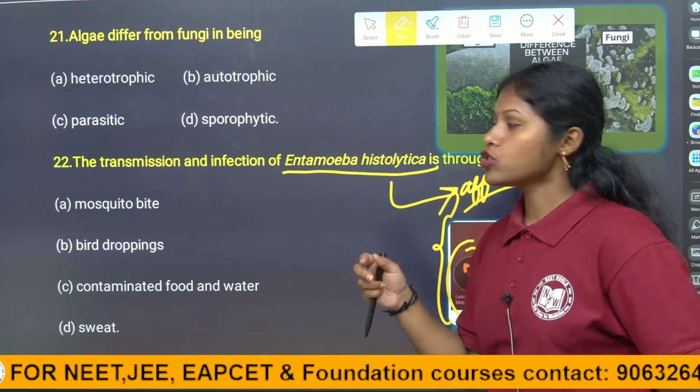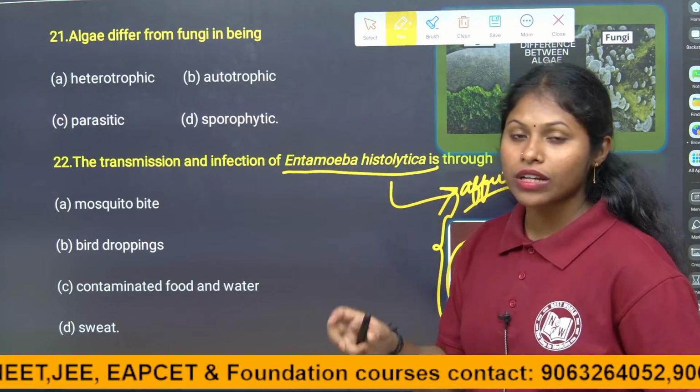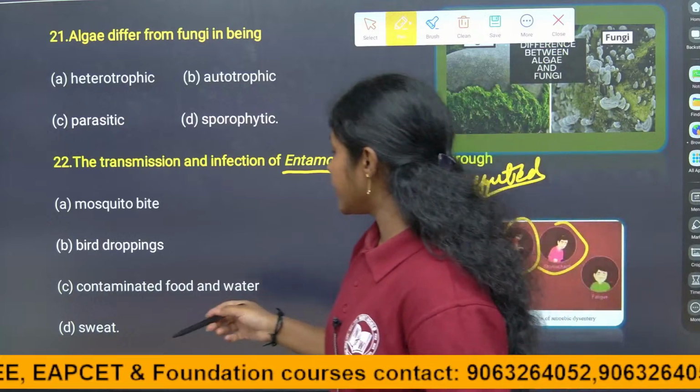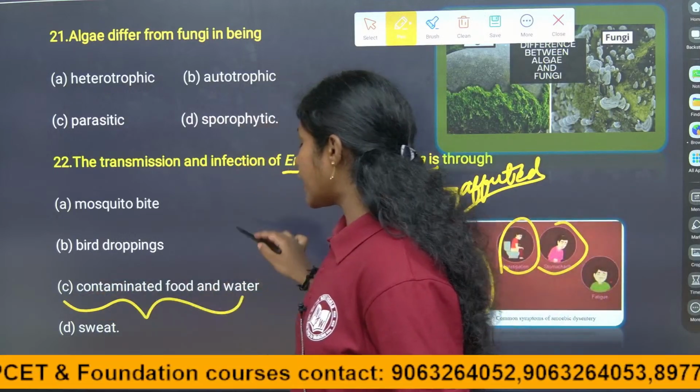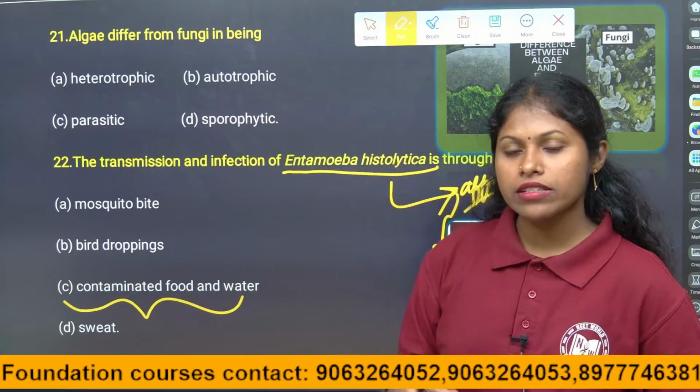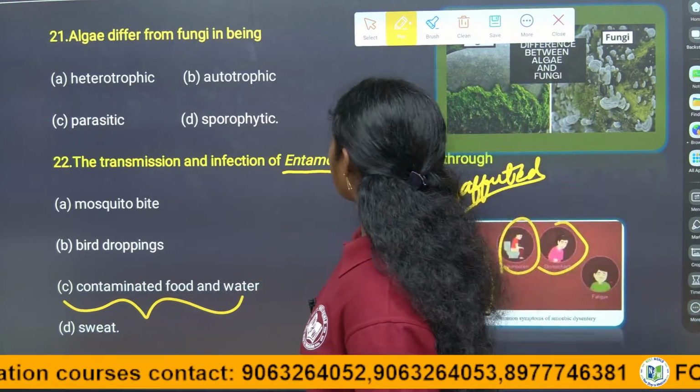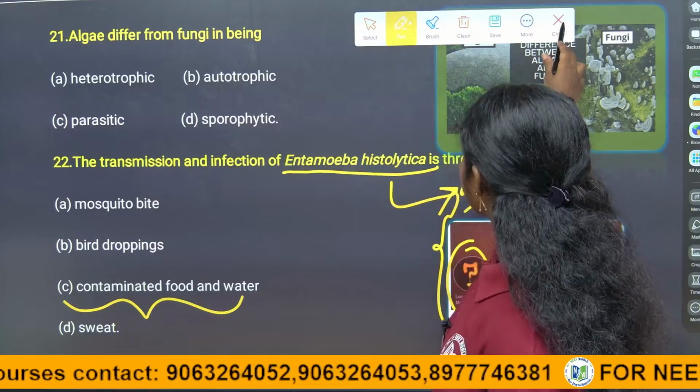So the transmission of Entamoeba histolytica is through contaminated food and water. By contaminated food and water, it travels from one person to another person. This is about the 22nd question, children.